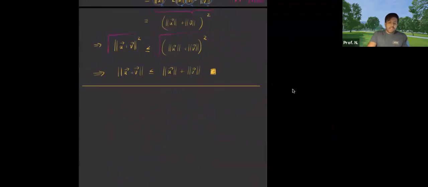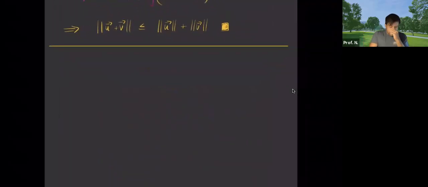Okay, so we'll end today with the last 10 minutes with a very key topic that truly is ingrained in mathematics, which is the idea of orthogonality.